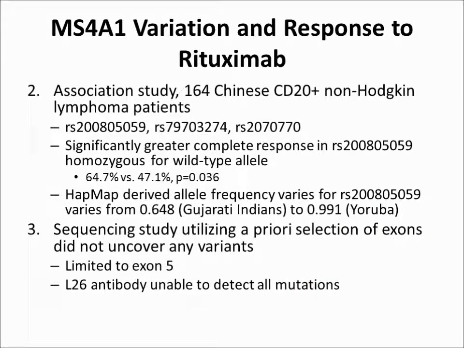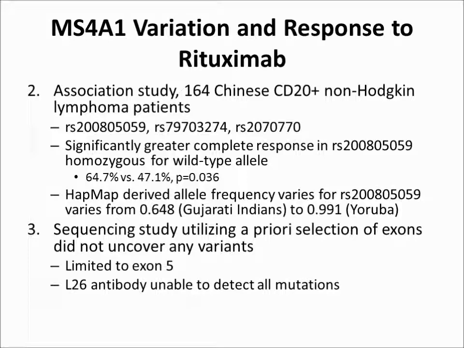An association study of 164 Chinese CD20 positive non-Hodgkin lymphoma patients identified three SNPs of interest in response to rituximab therapy. Those homozygous for the ancestral allele C at one of these SNPs showed significantly greater complete response rates than those patients heterozygous or homozygous for the derived allele T.